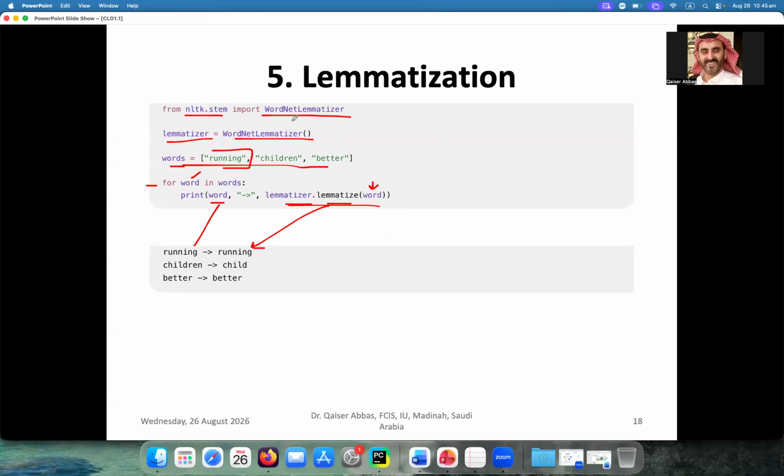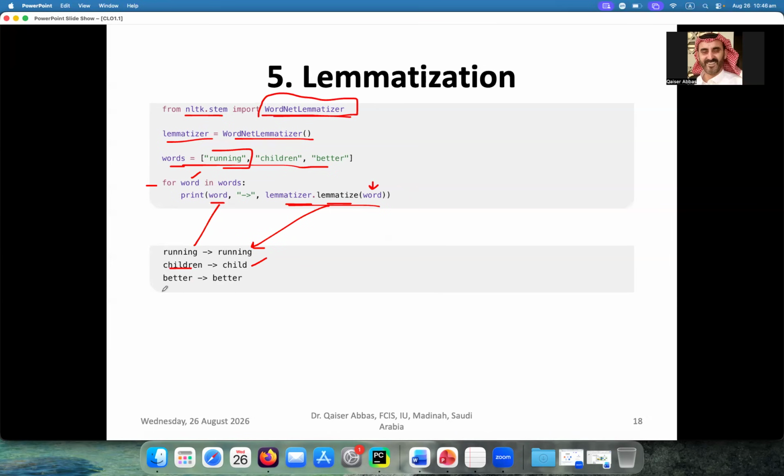Here it should be run, but WordNetLemmatizer has not worked well here. So it is giving you the same. That is accuracy, which means its accuracy is not good. But anyhow, for the next, it will take the next word, children, and it is giving you child here. It is working fine.